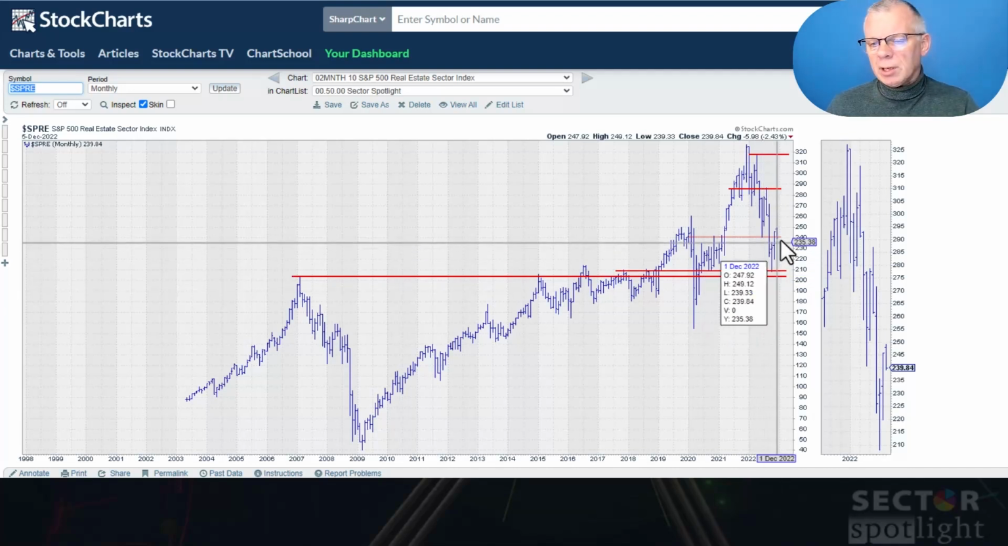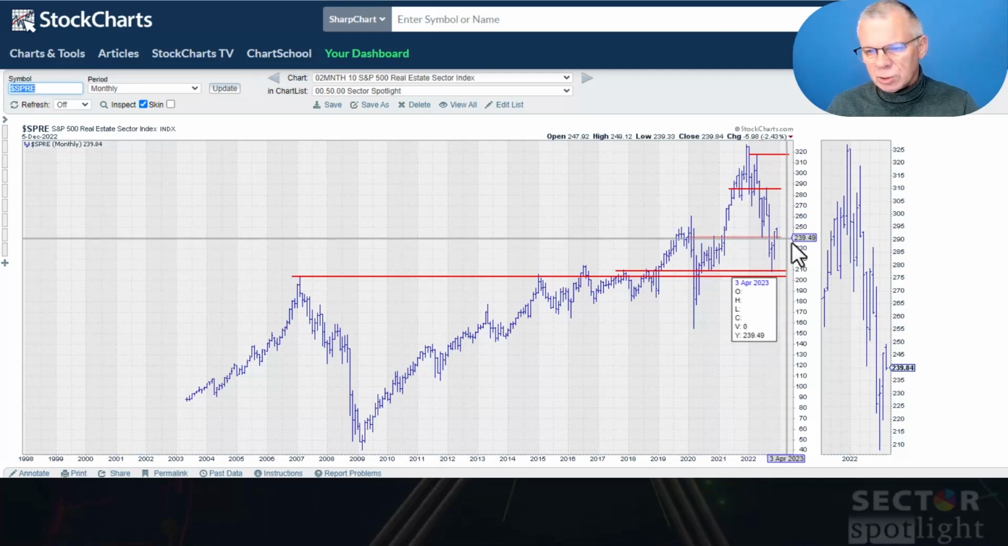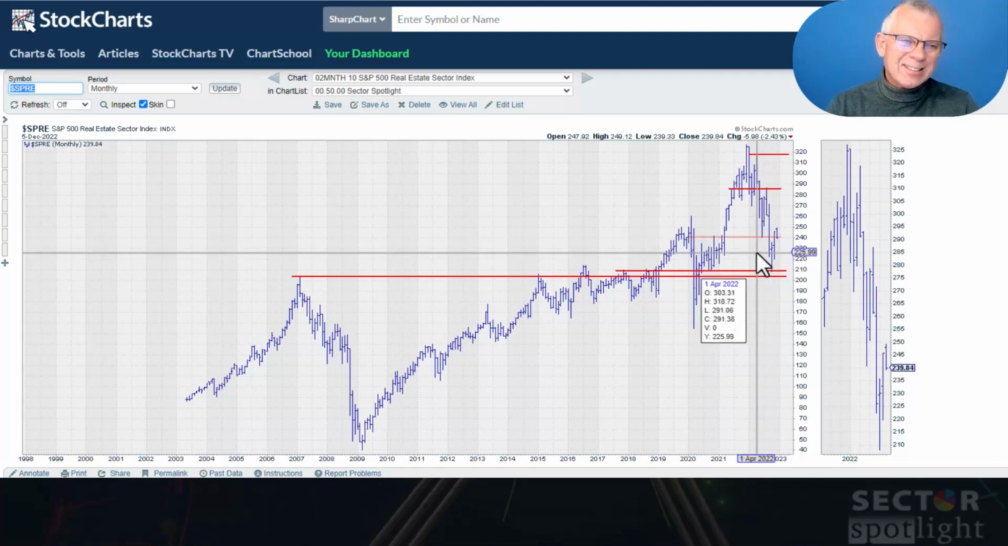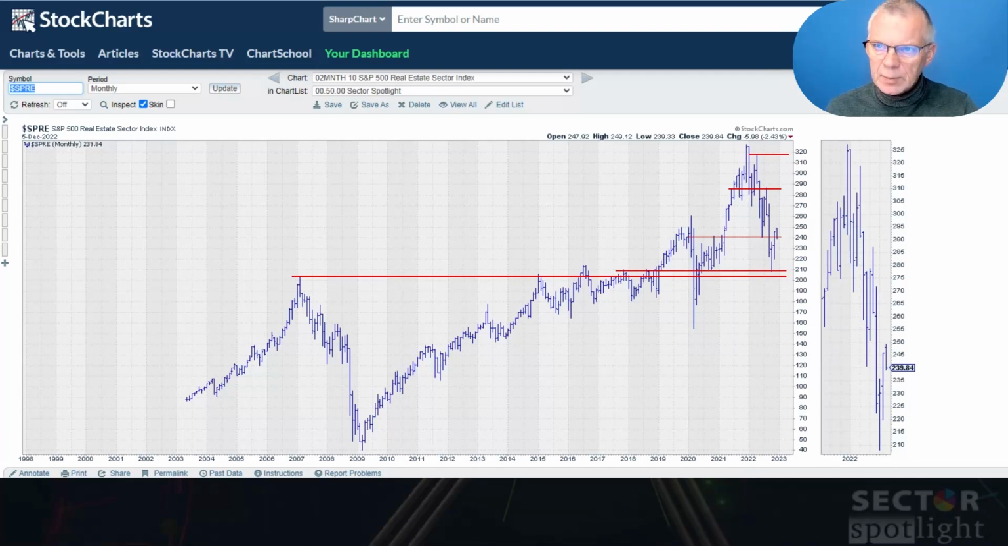But also here, we do need a lower high first before we can turn this whole thing around. And it doesn't seem to be doing that in the next few weeks. So this remains a downtrend for real estate.